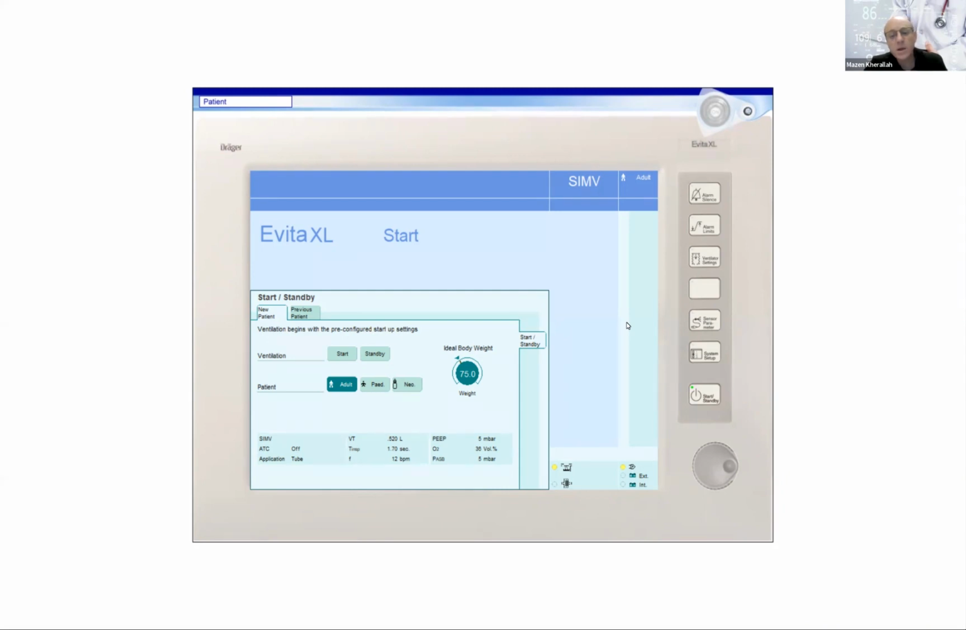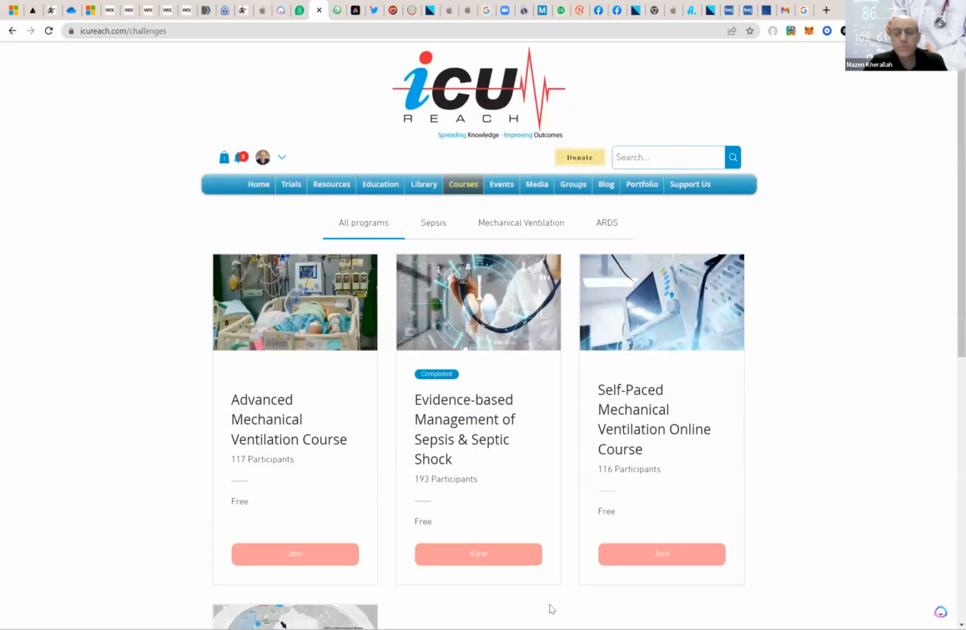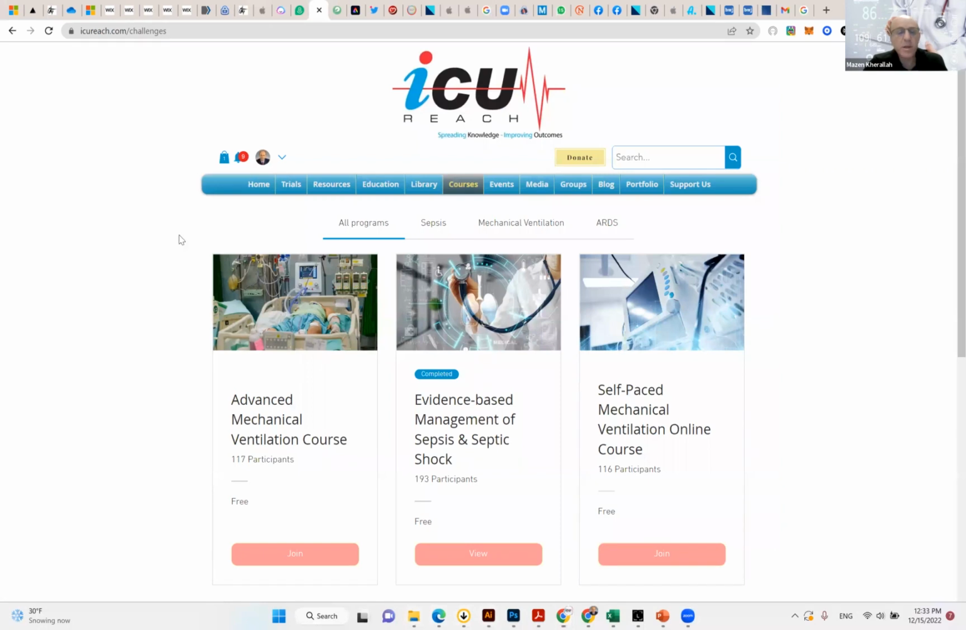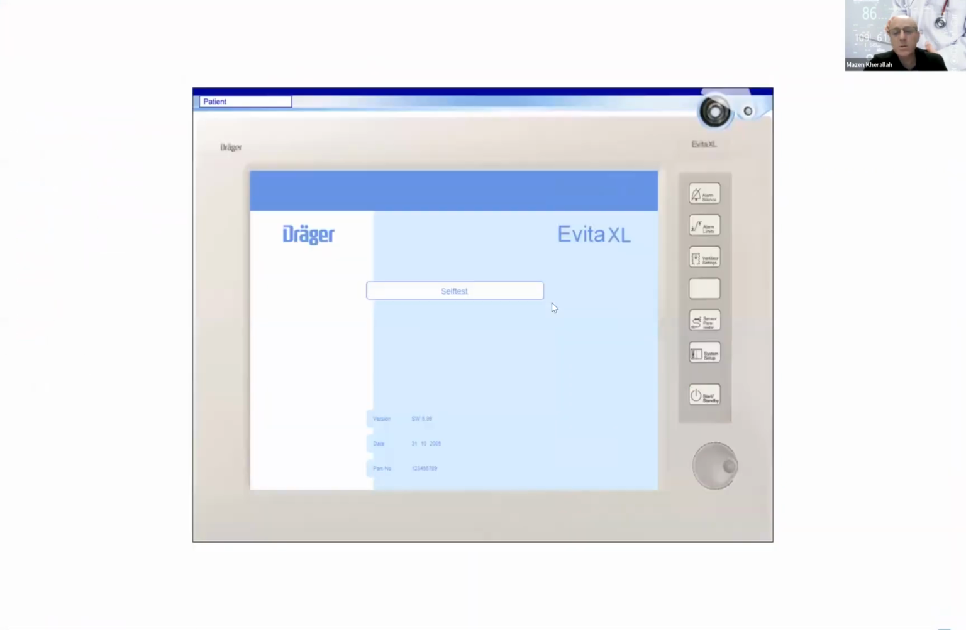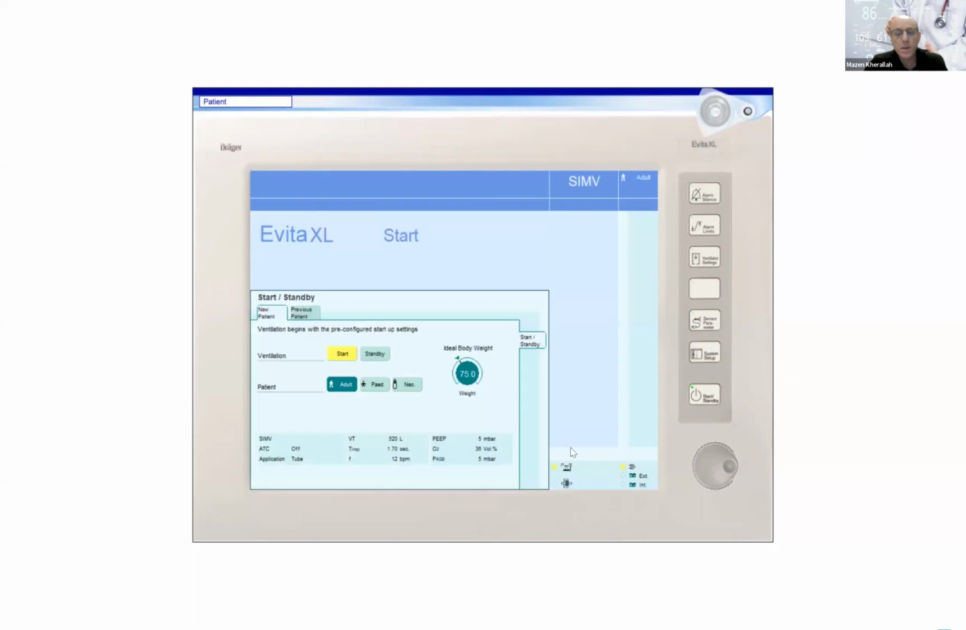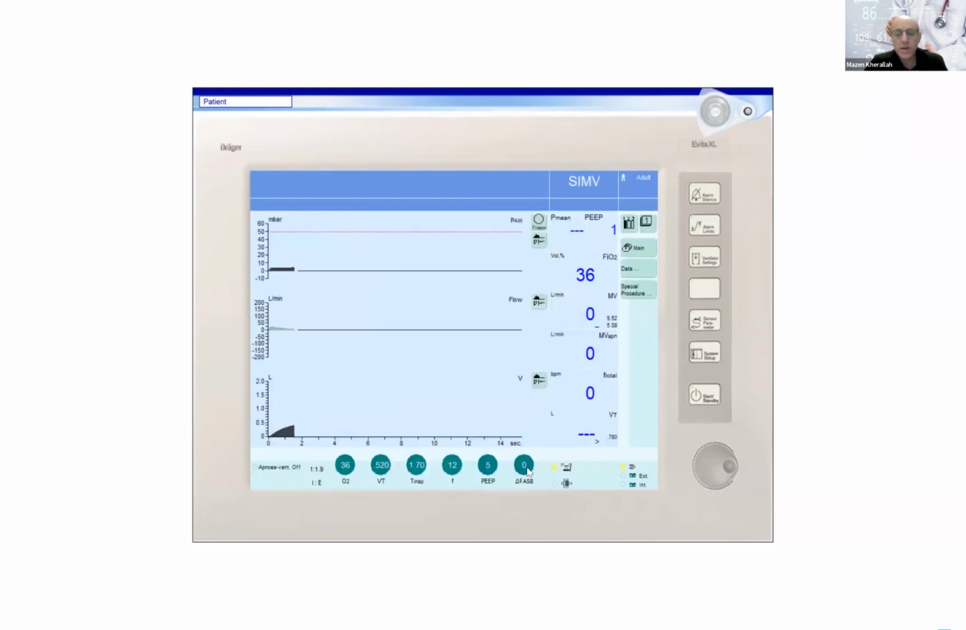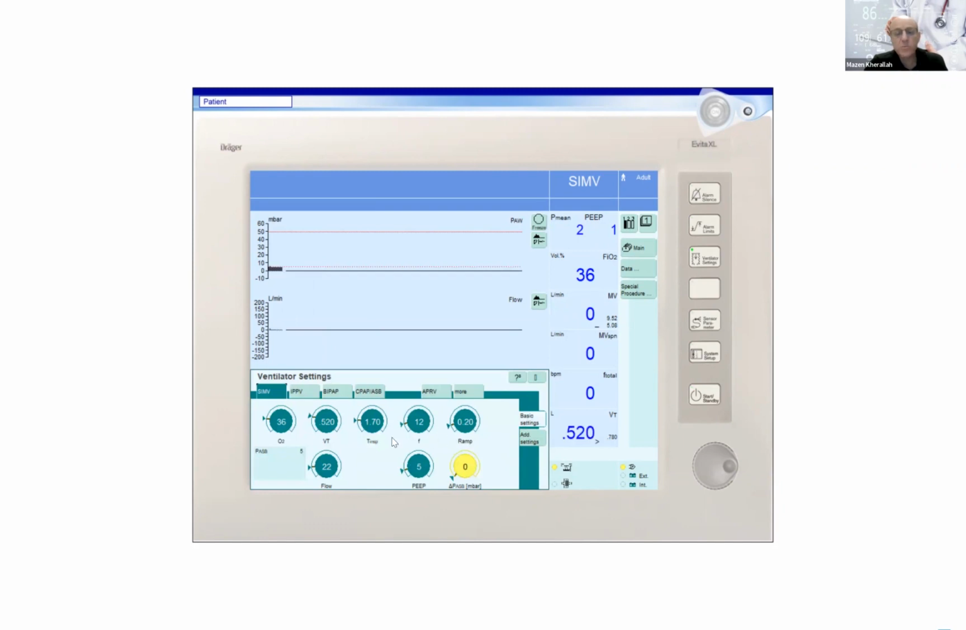So the discussion today is going to be about proportional pressure support. You're going to see two different names for this mode. On Dräger, it is called PPS, which stands for proportional pressure support.